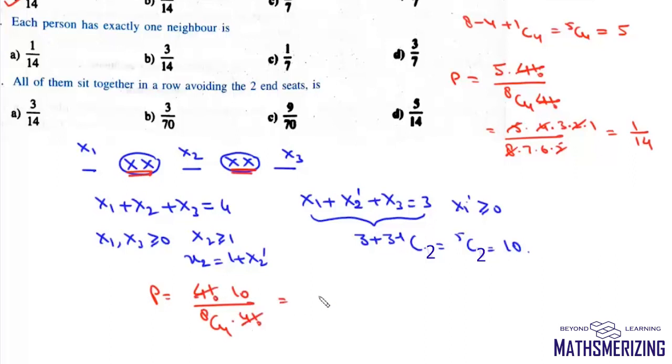Now this factorial 4 will cancel. Now this is 10 and this is 8, 7, 6, 5 and this is 4, 3, 2, 1. Now 4 and this is 2. So this probability is nothing but simply 1 by 7, and that's your option C.